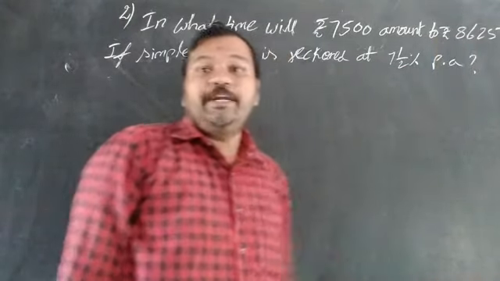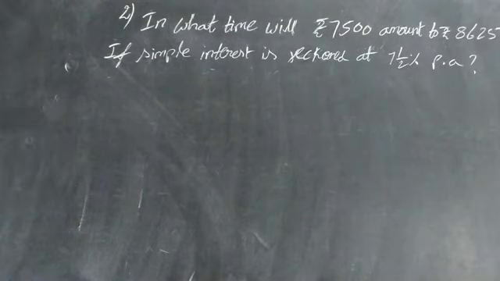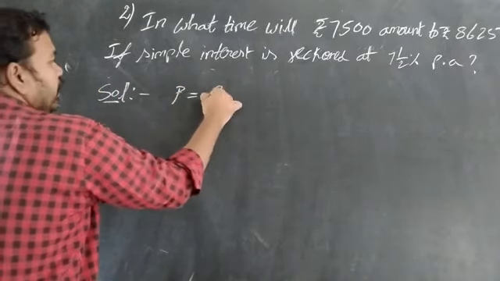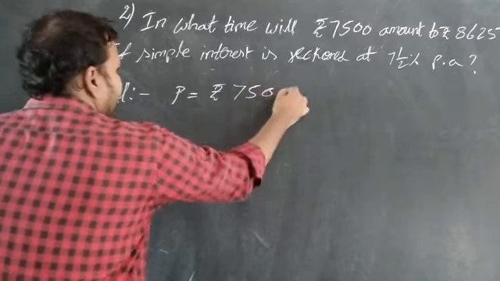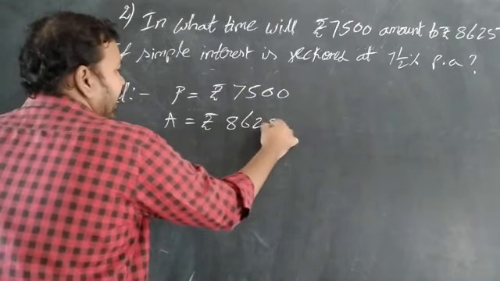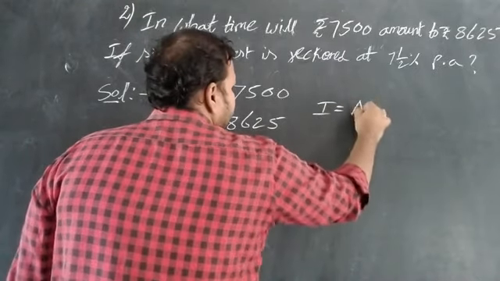Amount to means, as in the previous sum, the amount is given. So, solution. First, principal is rupees 7,500. Amount is given, 8,625. The amount is given to find interest.